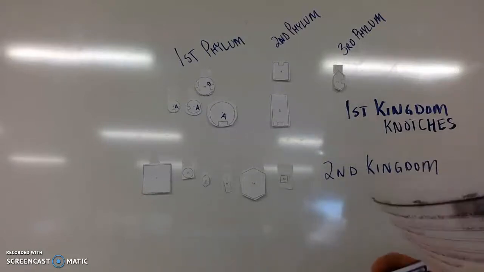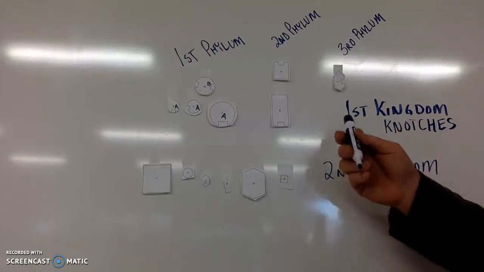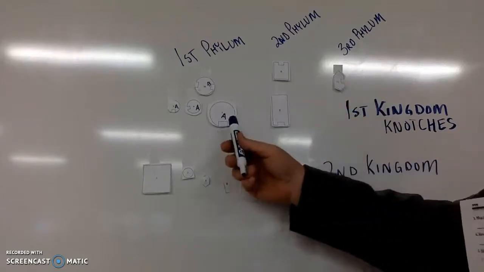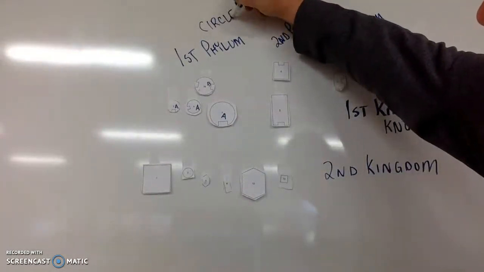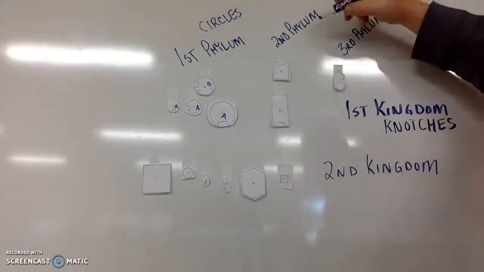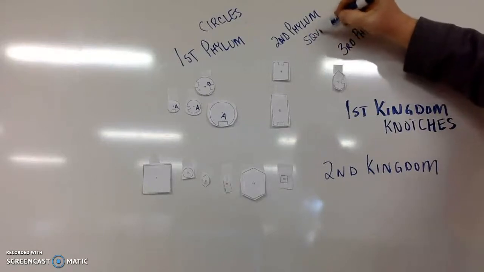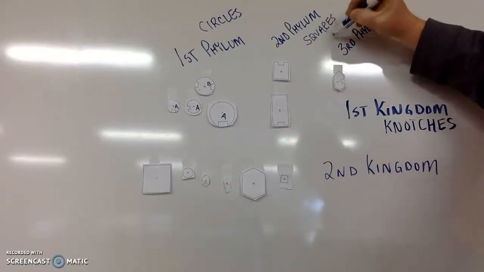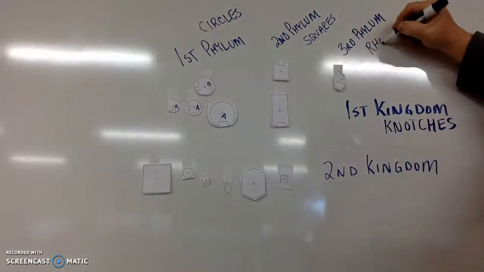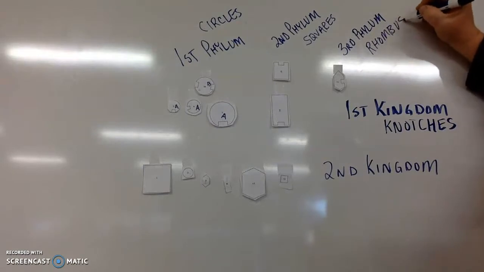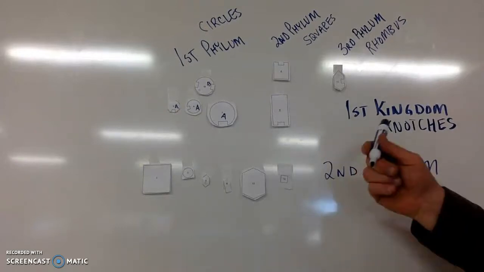Then we have further separations in that kingdom, so that the phylums are different types of shapes. So this might be the circles, and this might be the squares or rectangles, and this would be the rhombus. So now, this is all this kingdom.